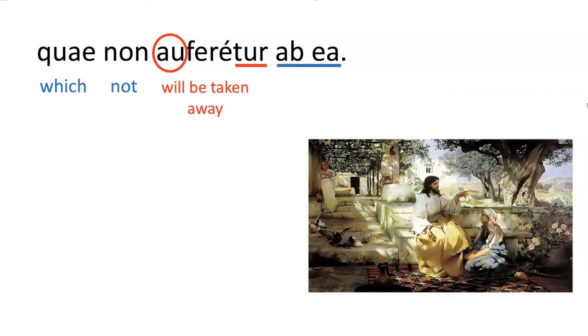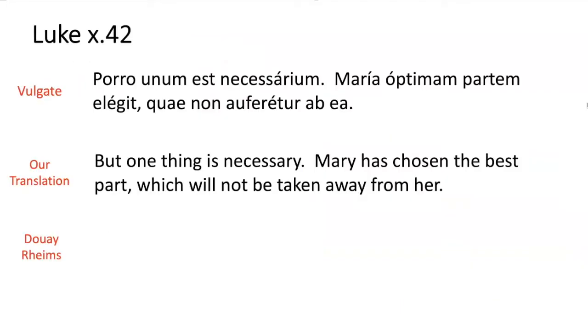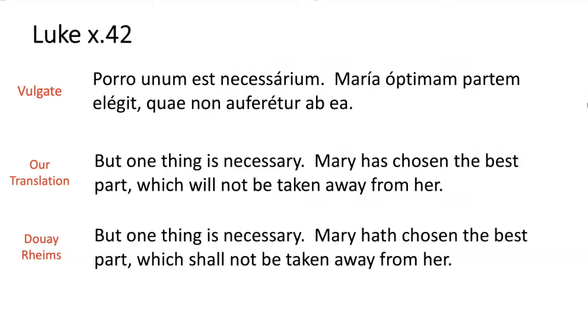And now we are just left with ab ea, which is a prepositional phrase. Ab means from, ea means her, which will not be taken away from her. This was a pretty straightforward translation. Let's take a look at the official translation. But one thing is necessary, Mary hath chosen the best part, which shall not be taken away from her.